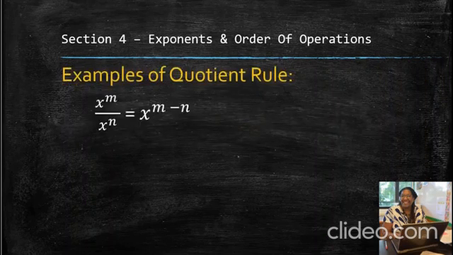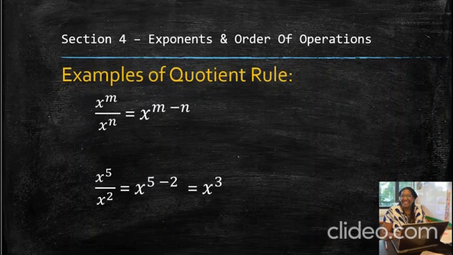First one, x to the m divided by x to the n. That equals x to the m minus n, because they have the same base, so you can subtract the exponents. The next example we have is x to the fifth power divided by x squared. They have the same base, which is x, so we can subtract the exponents. x to the 5 minus 2 gives us x to the third power as our answer.